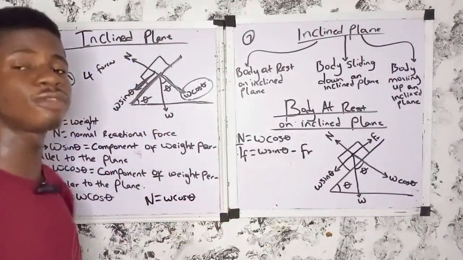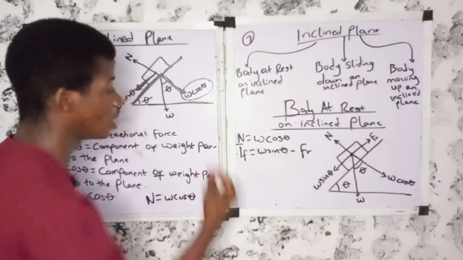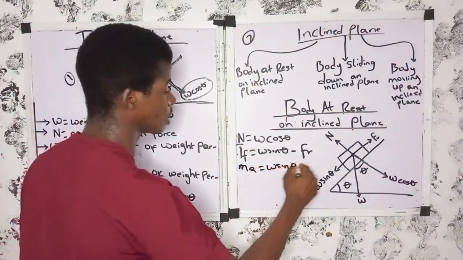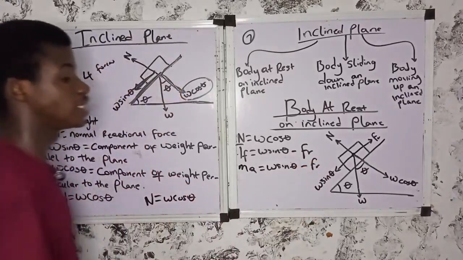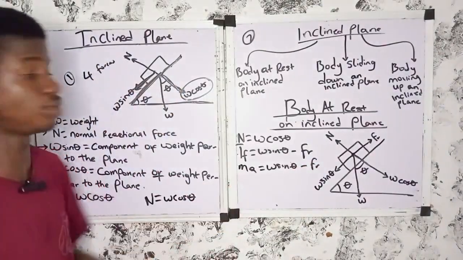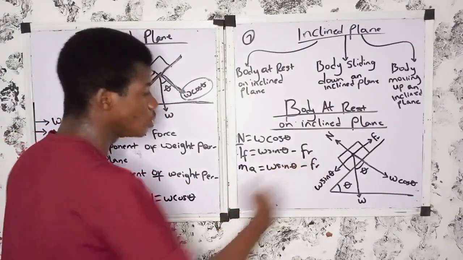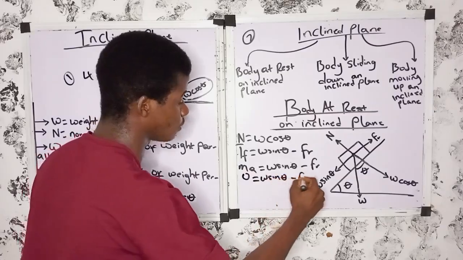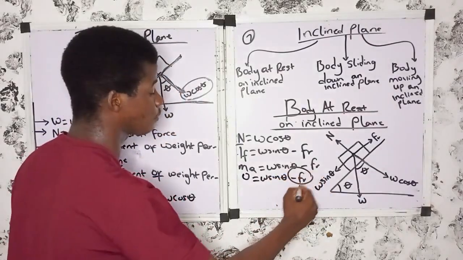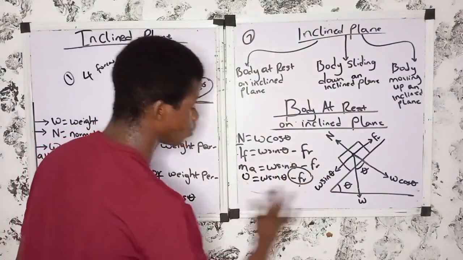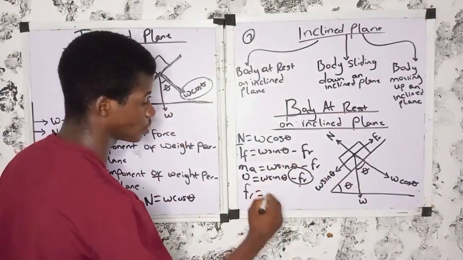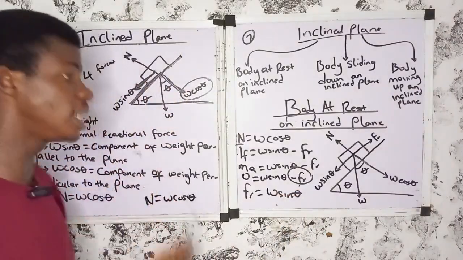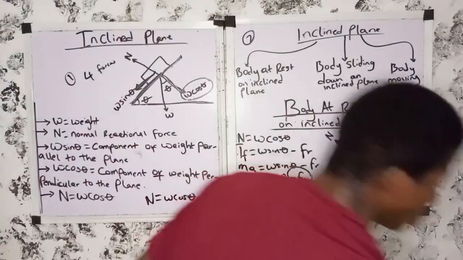Now, what is the formula for force? Force is equal to MA, right? So MA equals W sin theta minus the frictional force. Since acceleration is 0, 0 times M gives us 0. So we're left with 0 equals W sin theta minus the frictional force. If the frictional force comes to this side, it turns to plus, so the frictional force is equal to W sin theta.